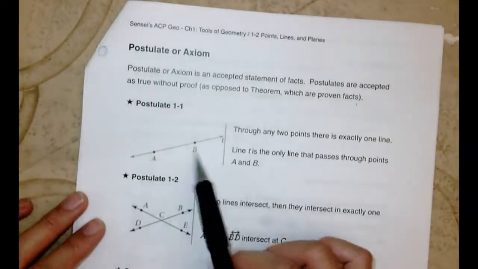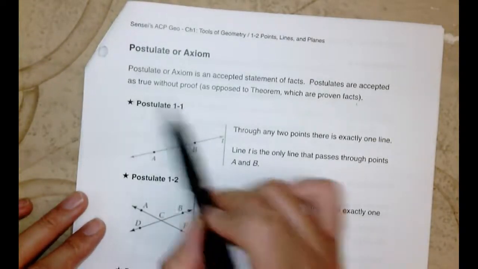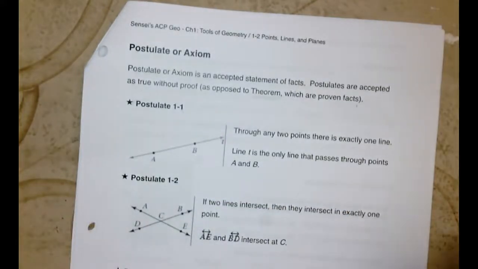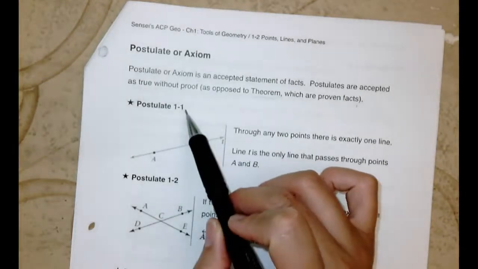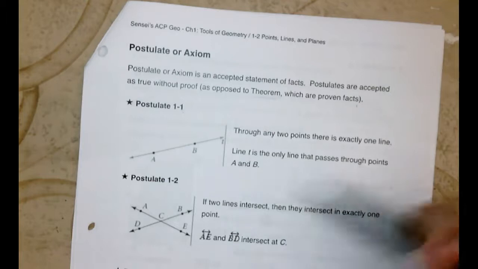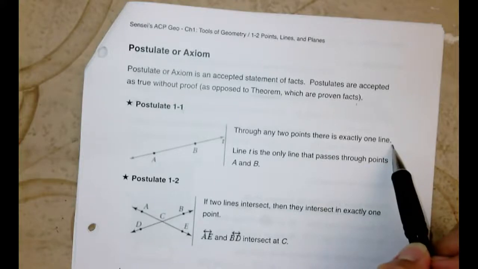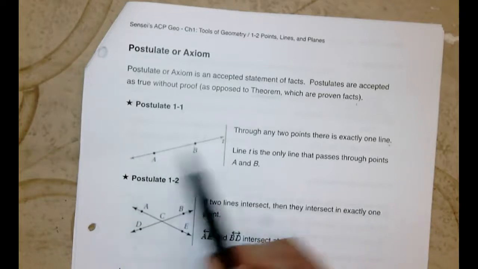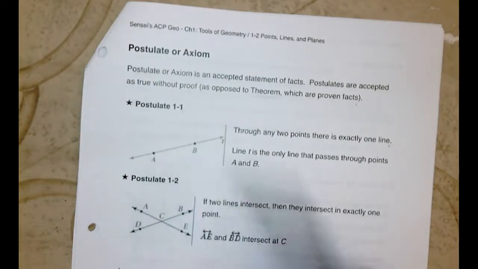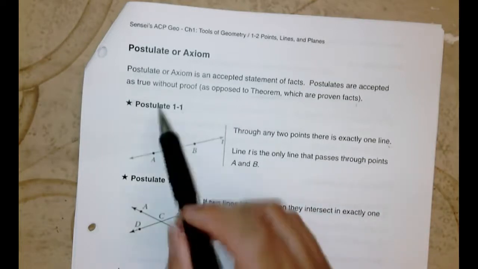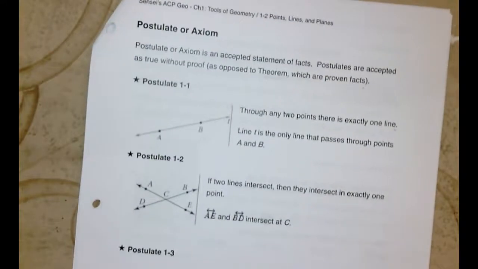So postulate 1-1. Now, don't call it postulate 1-1, because this is only in this textbook. If you say postulate 1-1 in the rest of the world, they don't know what it is. So we don't call it by number either. The first one is: through any 2 points there is exactly 1 line. You can't prove it, but we just accept it as a truth. If you have 2 points, there's only 1 line. There's no other line that can go through both points. Line T is the only line that passes through points A and B. The postulate or axiom is a kind of obvious thing, a truth that we accept without proof.